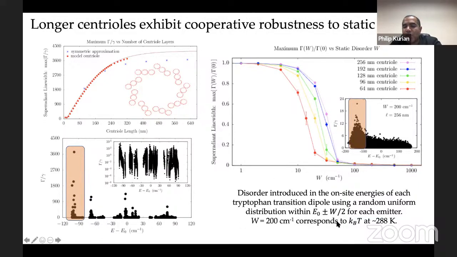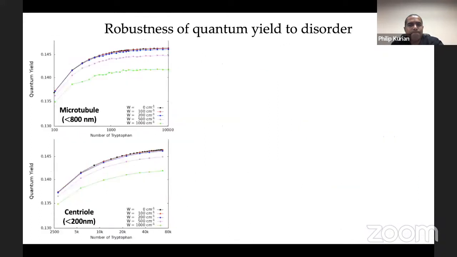Remembering that 200 inverse centimeters corresponds to kBT at about 288 Kelvin. And you see here that even though it's not at 200 inverse centimeters, it's not an enormous enhancement. This is an order of magnitude enhancement over standard optical effects in the biological milieu. So if biology has access to this physical effect, it stands to reason that it might be using it in evolutionary processes. Now, why is the quantum yield so important?